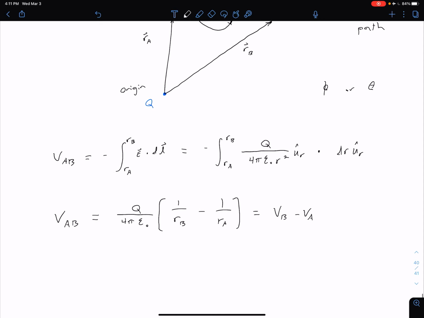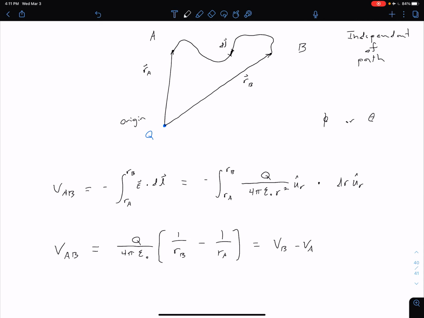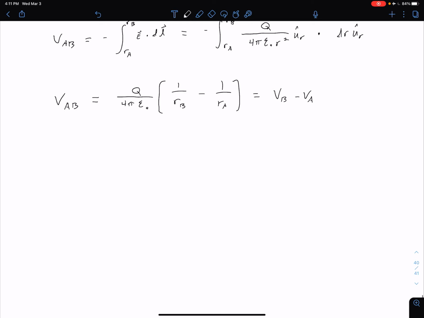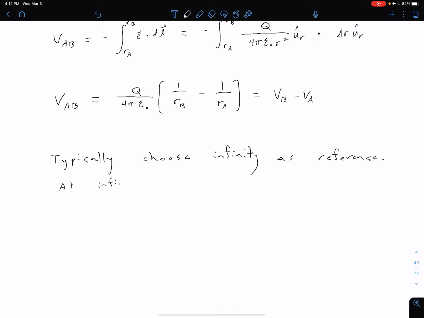So notice this is the potential between the 2 points. If we wanted potential at just the one, of course voltage is always referenced to some point, so we have to have 2 points to properly define a voltage. And typically in electromagnetics, what we're going to do is define that reference point at infinity. So typically we will choose infinity as our reference. And so what we're doing then is we're saying at infinity, our potential is 0.